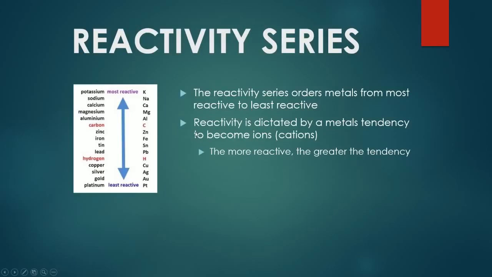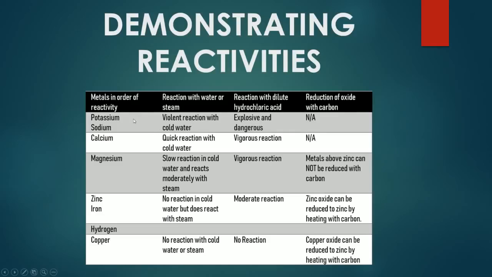And so now that we know that there are variations in reactivities amongst metals, you can look at the reactions of all of these metals with certain things like water, dilute hydrochloric acid, and potential reduction of the metallic oxide with carbon to deem which metals are more reactive than the others.